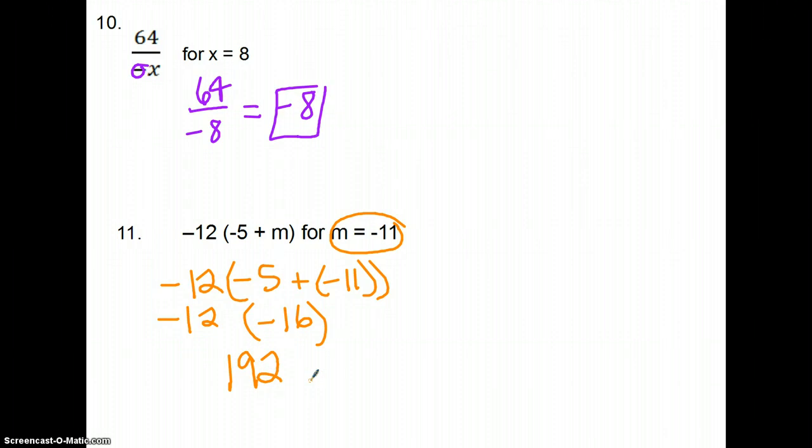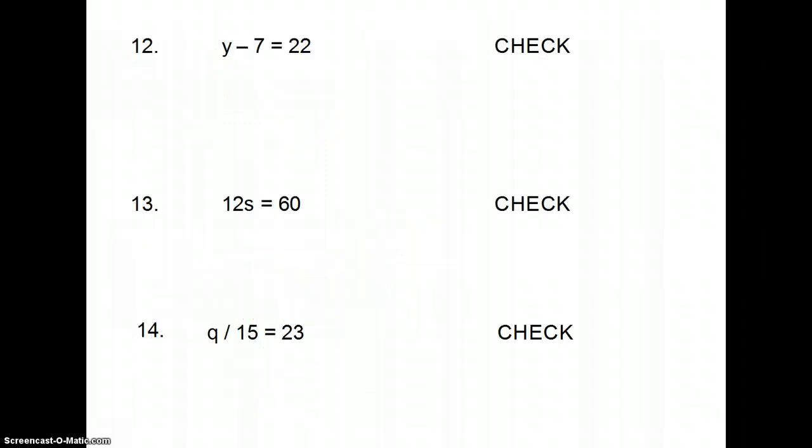A negative times a negative is a positive. Alright, now we're solving equations. So, I look at my sign, I see that it's subtraction, I need to get y by itself. So I need to add 7 to both sides. Not one side, but both sides. Negative 7 plus 7 gives me 0, that goes away, and I'm left with y equals 29.